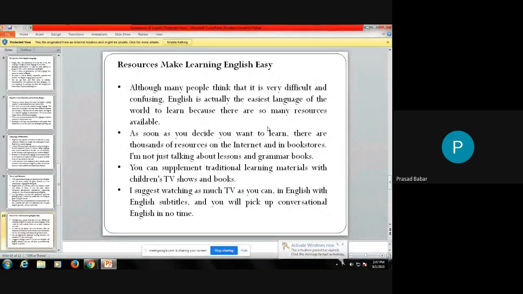Now the next unit is resources that make learning English easy. There are many resources related to the English language, so we can use them to increase and enhance our knowledge.